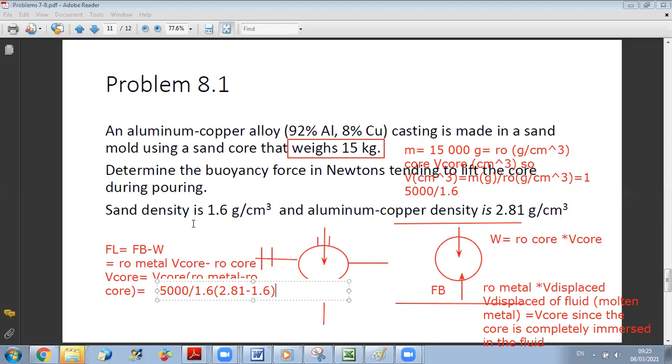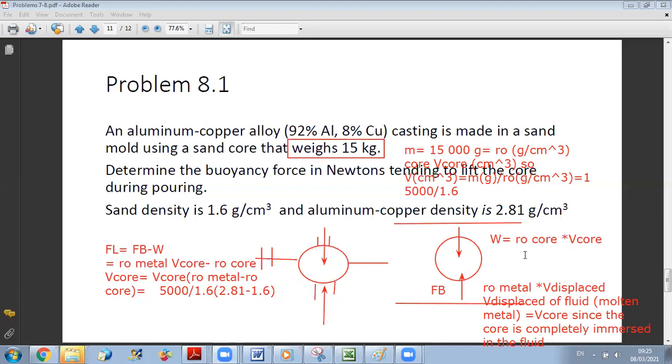Okay. What will be the value of your lift force? There is something missing in the equation. Who tells me what is missing? What is missing? No one told me that something is missing. What is missing? Exactly. g is missing. Okay?